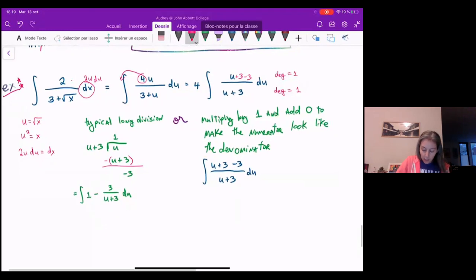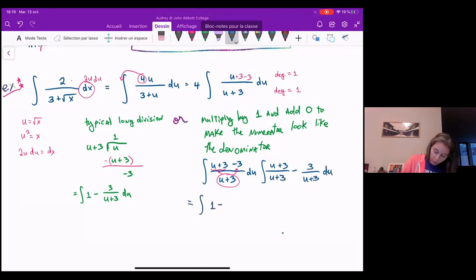And now I'm going to take this denominator and distribute it to 2 parts of the numerator. So this gives me u plus 3 over u plus 3 minus 3 over u plus 3 du, which results in the same thing I had over there, 1 minus 3 over u plus 3 du. And now both of those resulted in the same thing. Both terms in this integral are really straightforward. This is equal to u minus 3 natural log of u plus 3 plus c, and u was the square root of x. I'm forgetting to bring my 4 with me, so let me write that 4 back down.